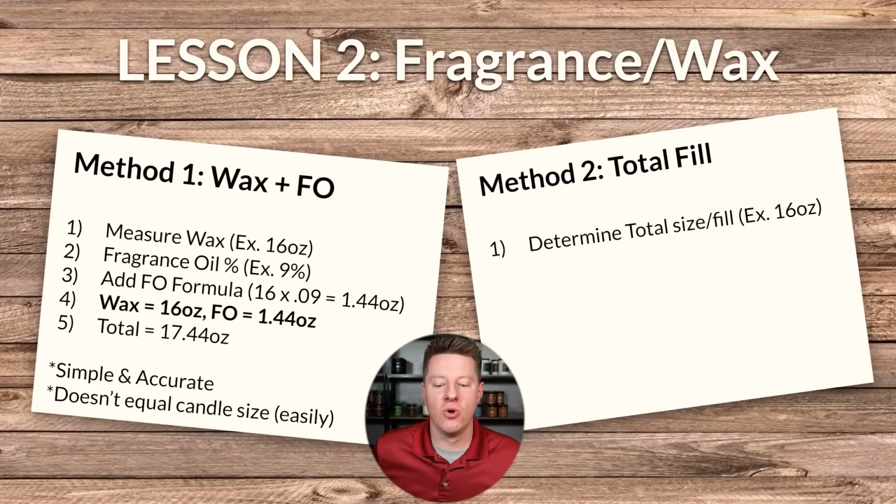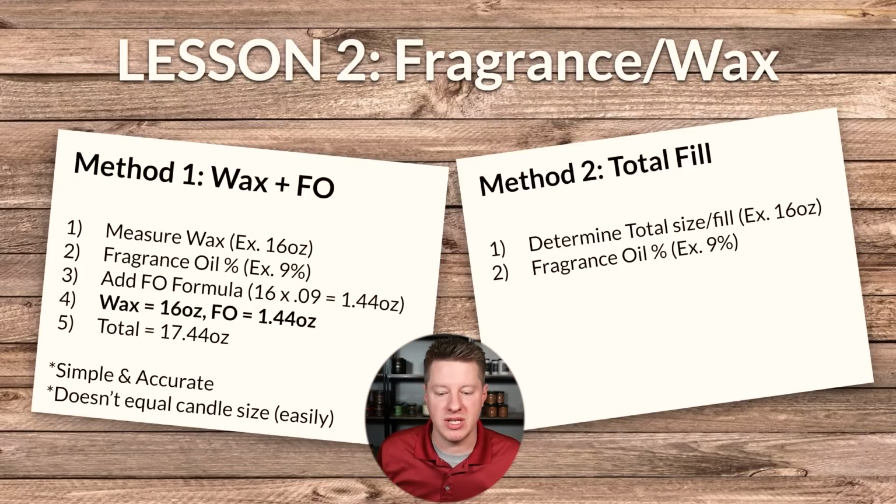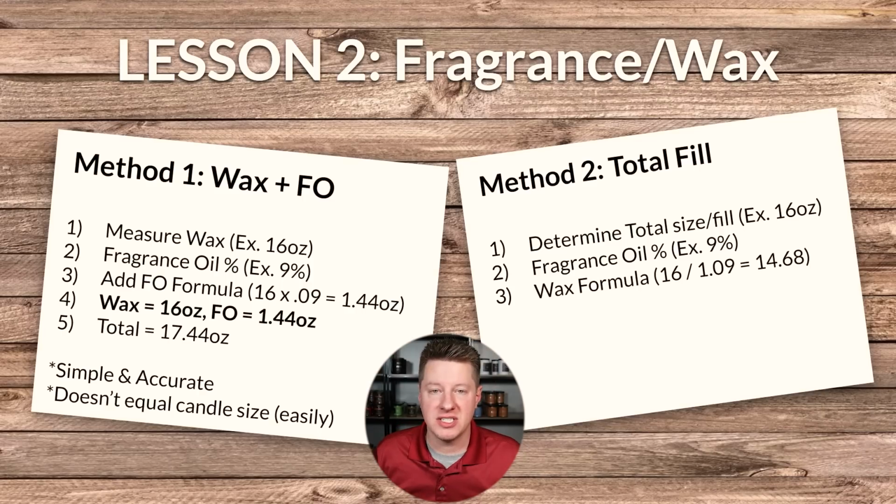So in this method, we start with that information. If I know I need 16 ounces total, that is step 1, determining the total amount we need. Step 2 then is to figure out, again, what our fragrance oil percentage is, and we're going to use the same example here, so we'll say 9%. And then step 3 is the wax formula. In this case, it's a little different.